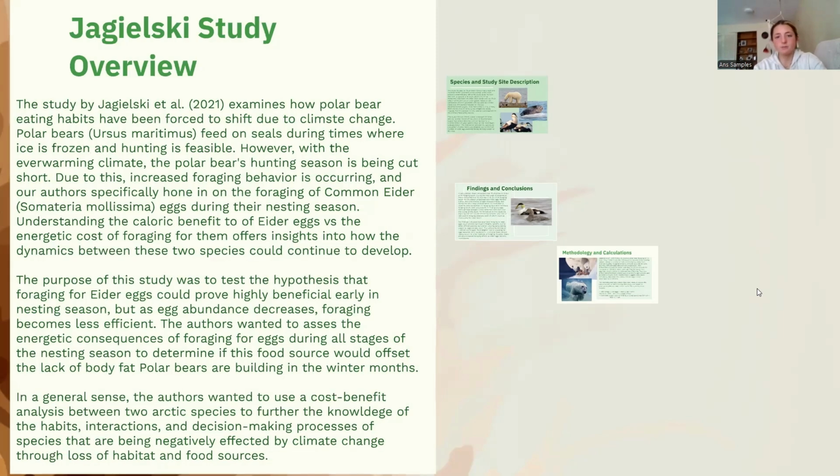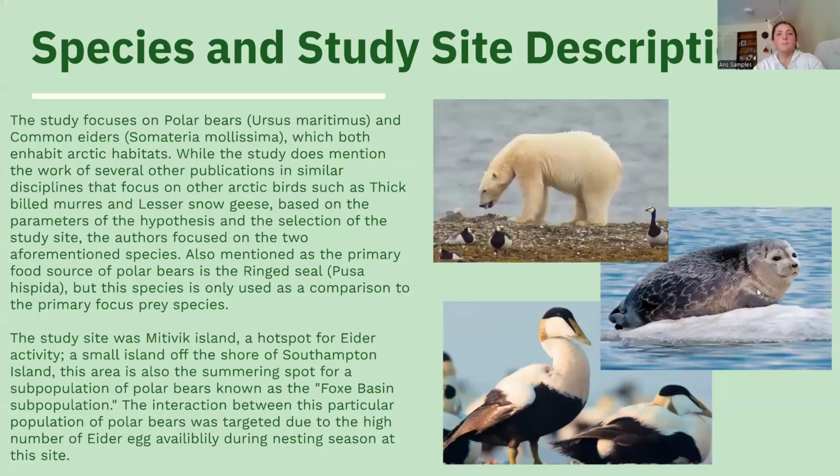So let's get into the specifics, right? The species and study site description. Mentioned in this study are a lot of species. This study does a lot of compare and contrast, which is good. They compare to a lot of publications that they cite. So a lot of them, lesser snow geese, big-billed murres. But the primary species are polar bears and common eiders. And then they do mention the ringed seals quite a bit because that's the primary food source for the polar bear. But again, they cite all these sources in their site listed.